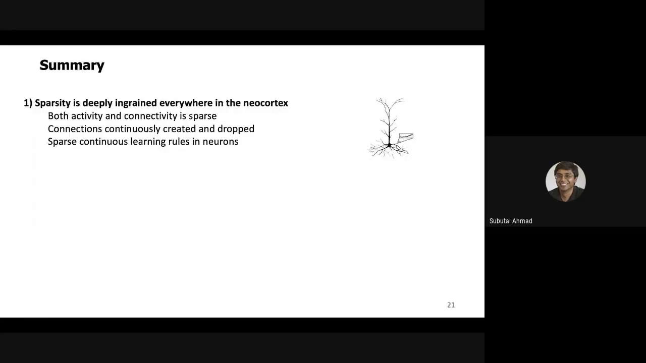So that's pretty much my talk, and to summarize, I want to emphasize that sparsity is deeply ingrained everywhere in the neocortex. Both activity and connectivity are sparse. Connections are continuously created and dropped, and that's a core piece of the learning that goes on in the neocortex. There are simple, sparse, continuous learning rules embedded within the neurons themselves that we might be able to translate to machine learning systems.